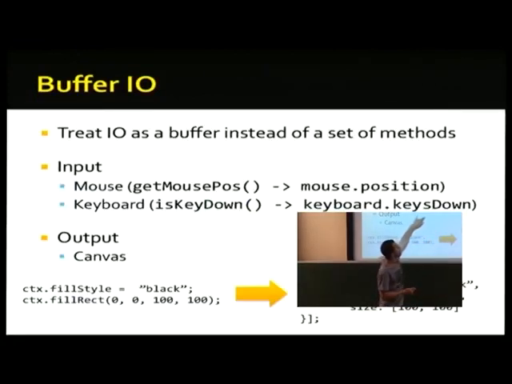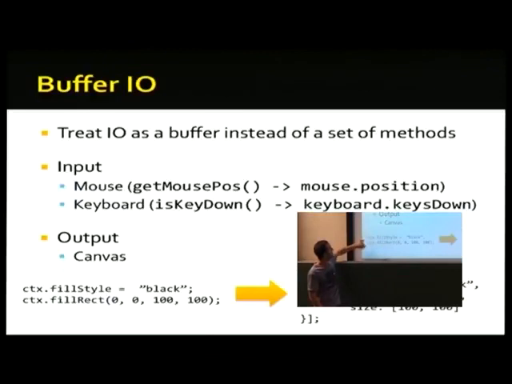And similarly for the keyboard, we have the system keep track of which keyboard keys are down, and it just gives it to you. Now, we're not the only ones to do this. This is also the way it's done in some other game engines. Like, I'm pretty sure Unity works this way too, at least for the mouse. Now for output, it's a little more interesting.